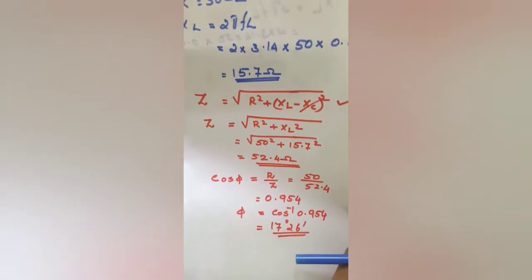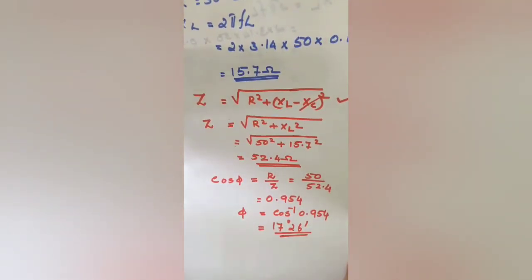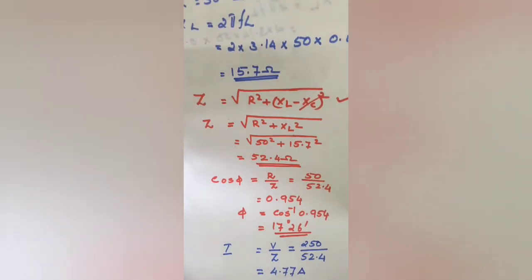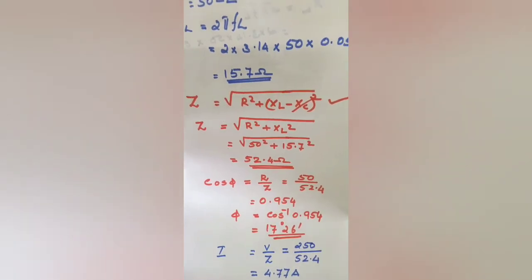Then the last portion of this question is find I. I is equal to V by Z. That is equal to, what is the value of V? 250. 250 divided by Z, 52.4, that is equal to 4.77 ampere. This is enough to draw the vector diagram.